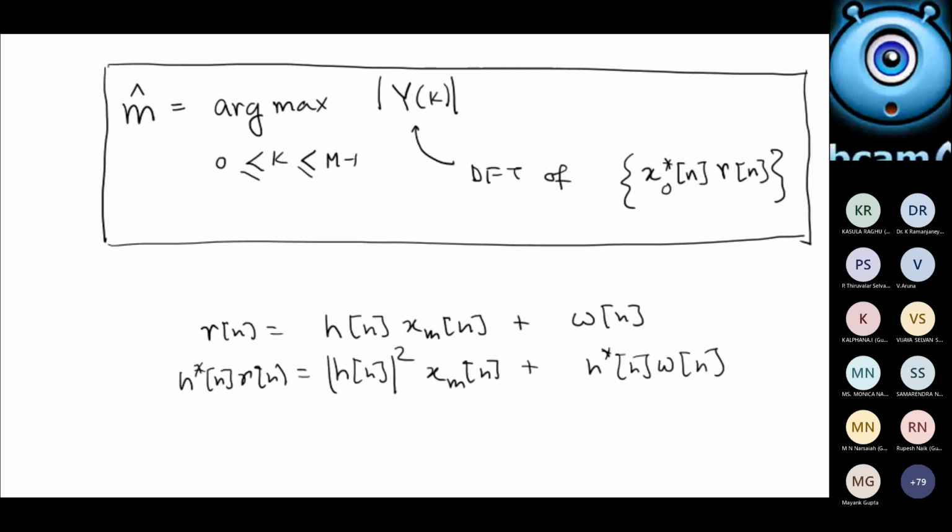And after this, the procedure is the same. We take the DFT and find out the sample of the DFT that has the maximum value. So this is how we will demodulate a CSS signal.